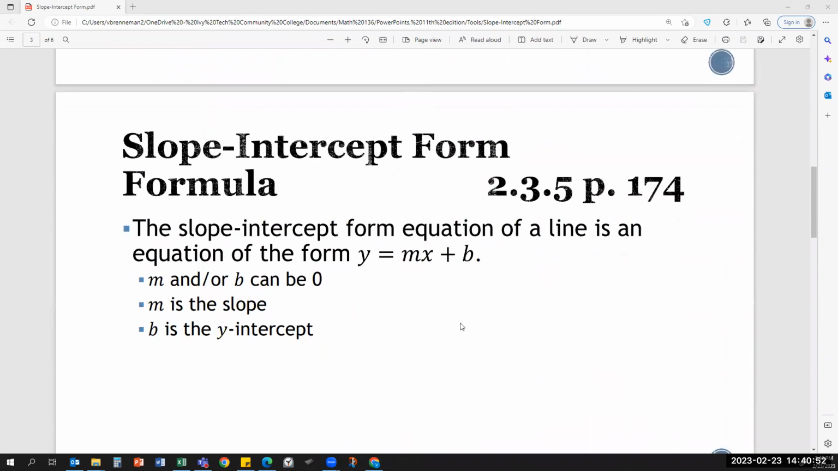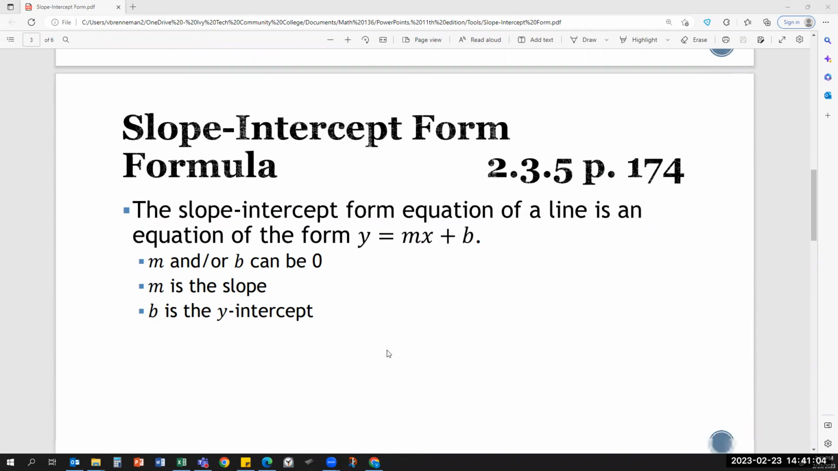So this is slope-intercept form: y equals mx plus b. m is the slope. b is the y-intercept. Either one or both of m and b could be 0. y, of course, has to be there.